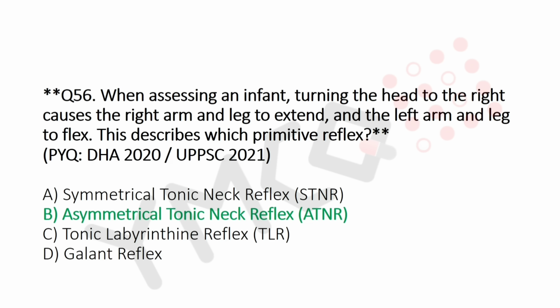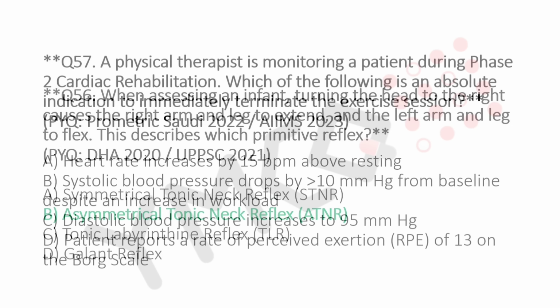That's ATNR. This is the classic fencing posture, officially known as the asymmetrical tonic neck reflex. The limbs on the face side extend and the skull side limbs flex. Okay. Now let's move to question number 57.